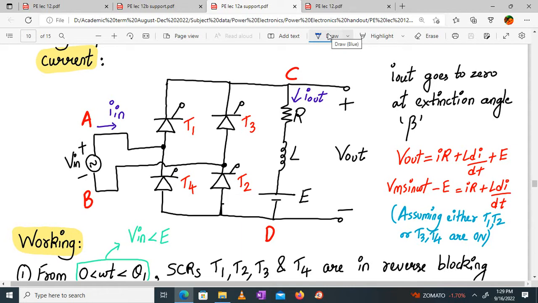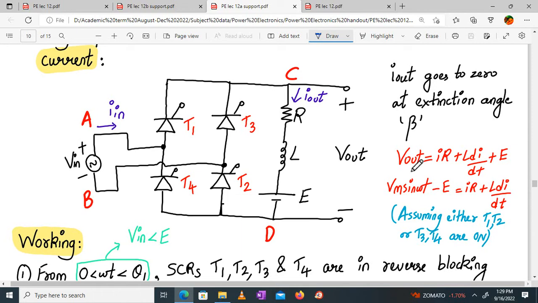So in that case, assuming that either T1 and T2 or T3 and T4 are on, these are all SCRs, T1 to T4. So we can write an equation V out is equal to IR plus L di by dt plus E, correct? Now, under the assumption that either of them are on, all of them cannot be on. If all of them are on, it will create a dead short circuit across the supply. That is not what we want. That will destroy the load as well as the source.